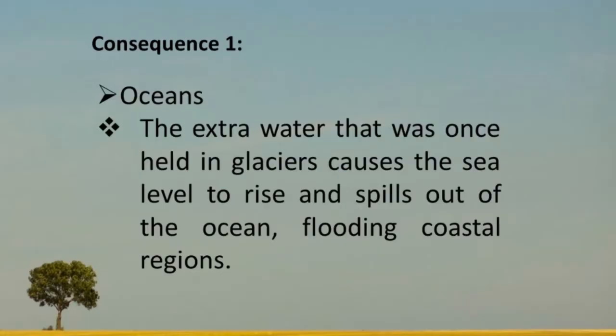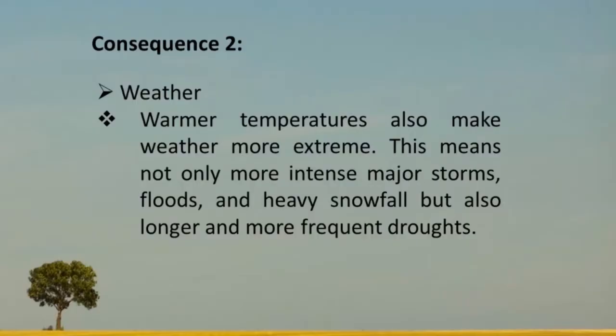Ice sheets such as Greenland and Antarctica are melting. The extra water that was once held in glaciers causes the sea level to rise and spills out of the ocean, flooding coastal regions. Warming temperatures also make weather more extreme. This means not only more intense major storms, floods, and heavy snowfall, but also longer and more frequent droughts.